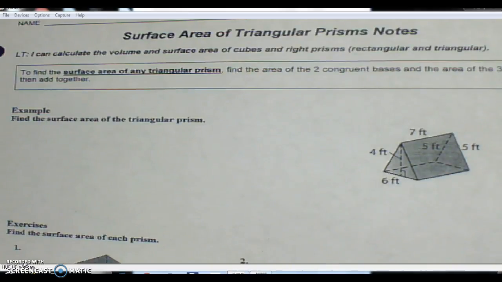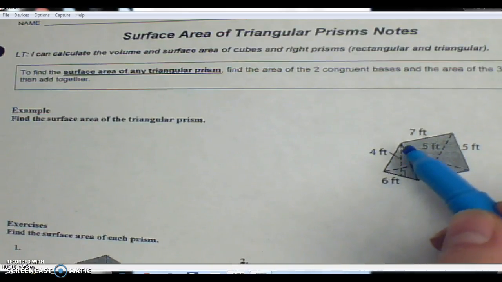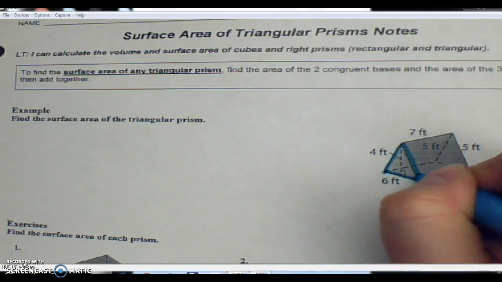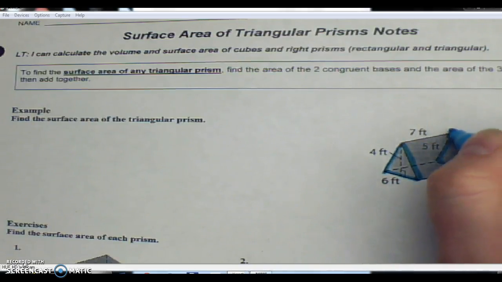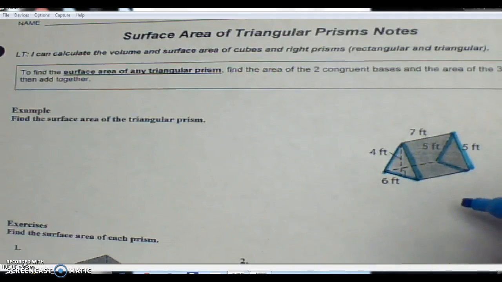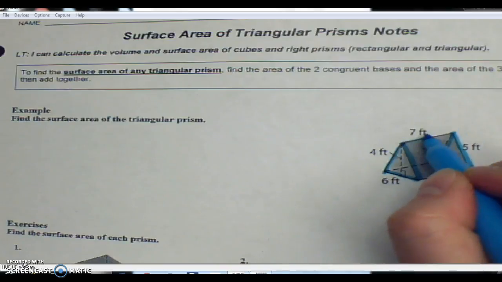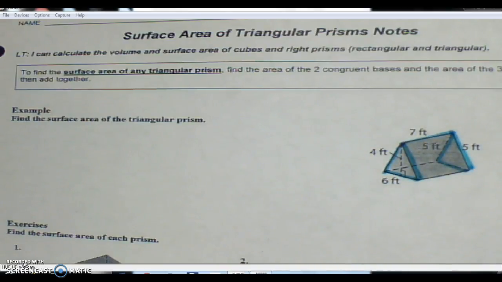A triangular prism has two triangular bases that are parallel and congruent to each other. It means that they are the exact same triangle. They're parallel and they're connected by the height of the prism. And we want to find the surface area of that.